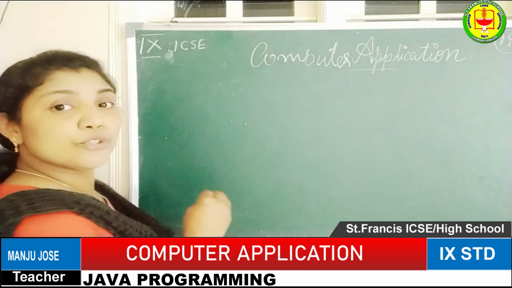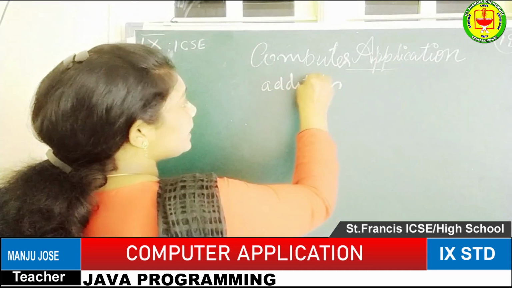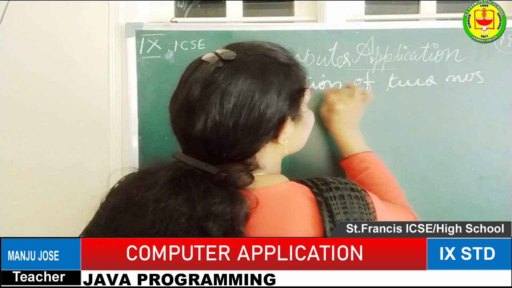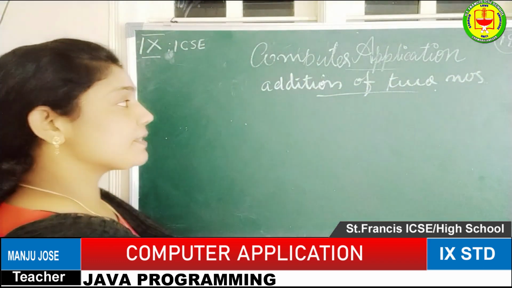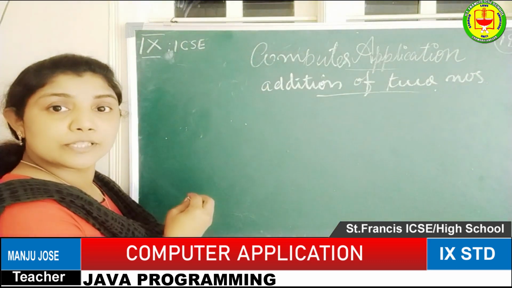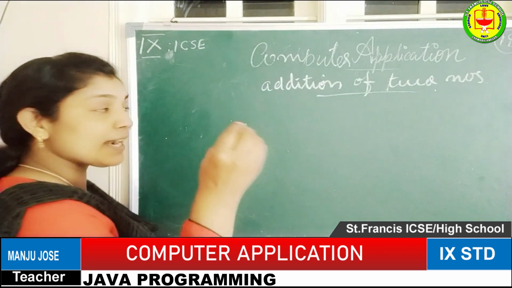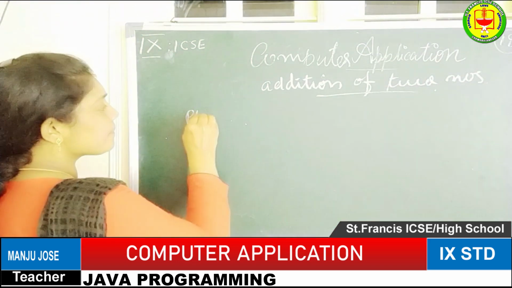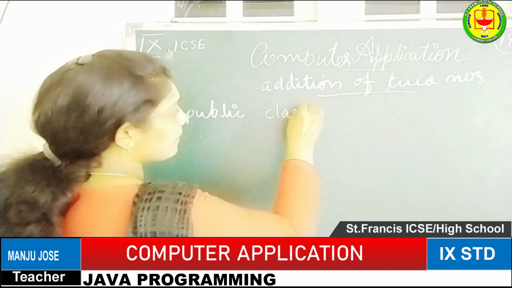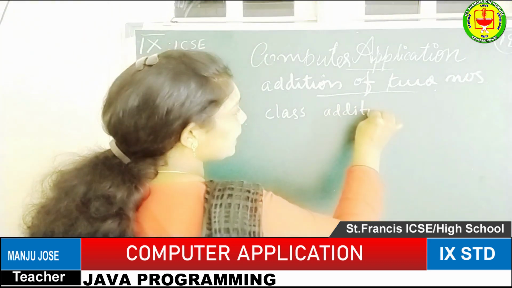So here first you have to type. Our program will be addition of two numbers. Okay, addition of two numbers. First you have to type in small letters. Some statements need a capital letter as the first letter, where I will tell you. First you have to start with public class addition. I have given the name of the class as addition.